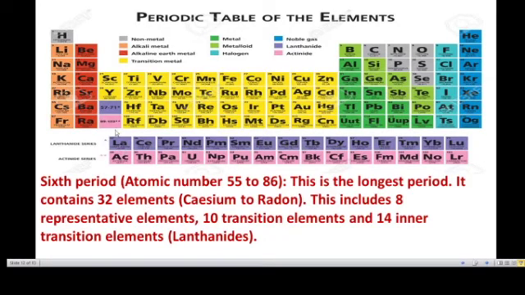So here, sixth period, atomic number 55 to 86. This is the longest period. It contains 32 elements, cesium to radon. And this includes 8 representative elements, 10 transition elements, and 14 inner transition elements.